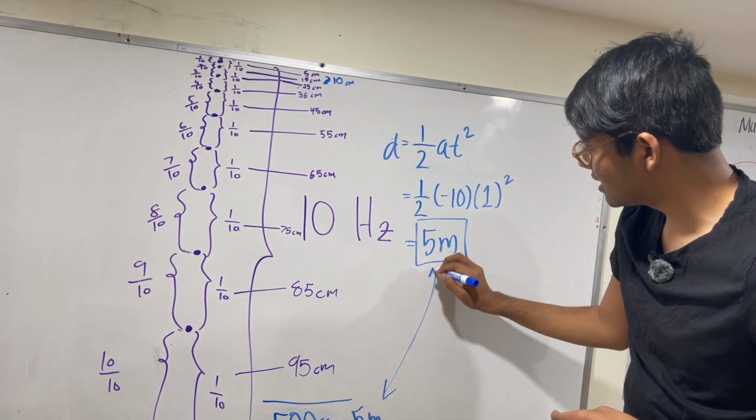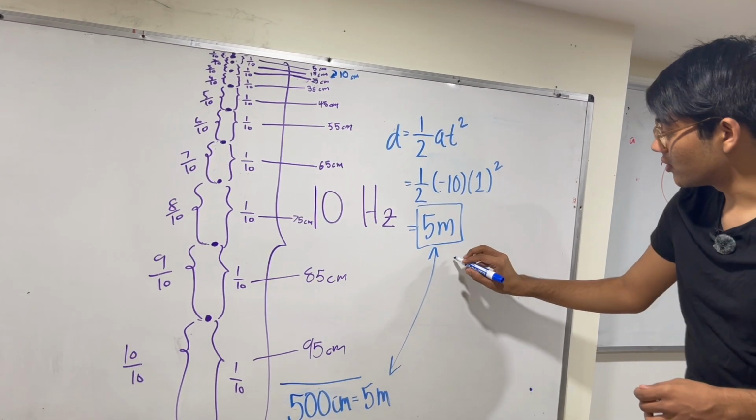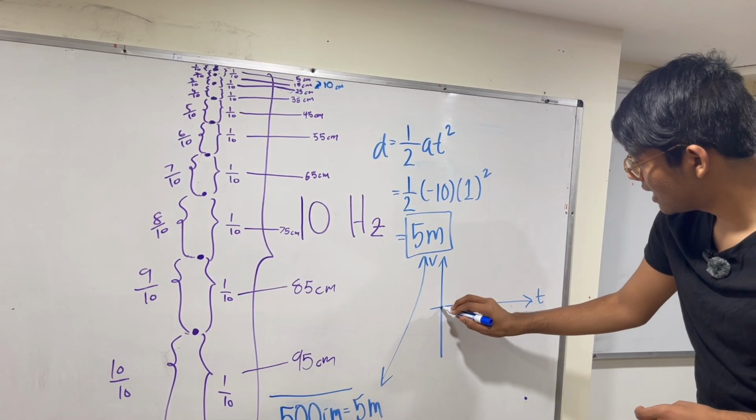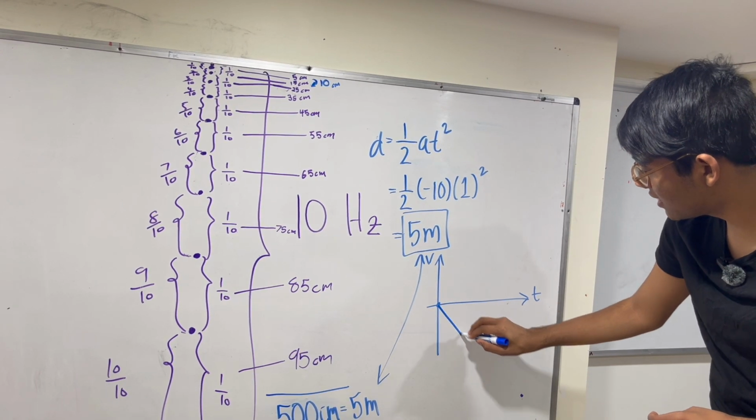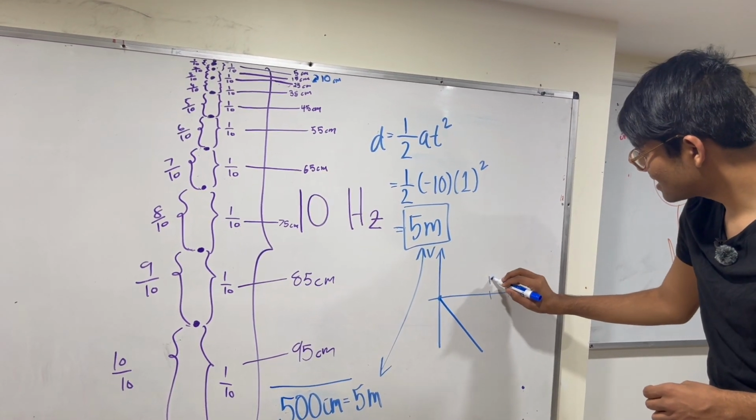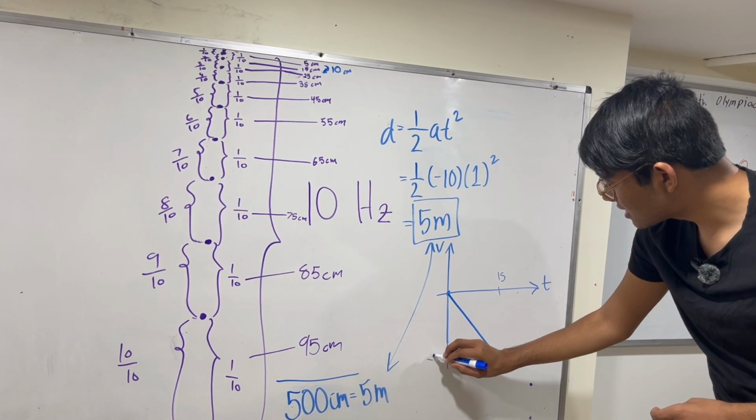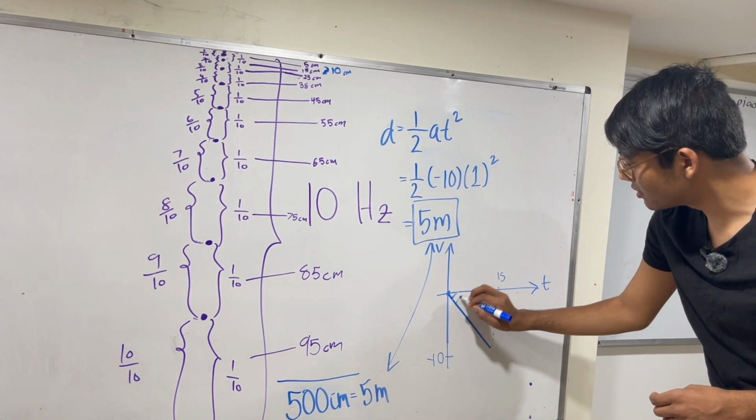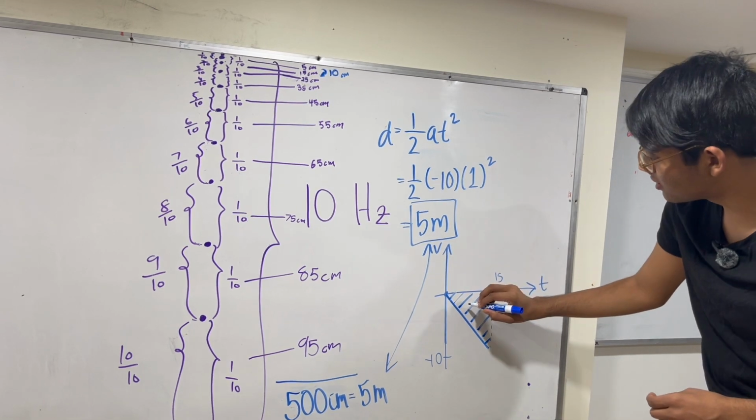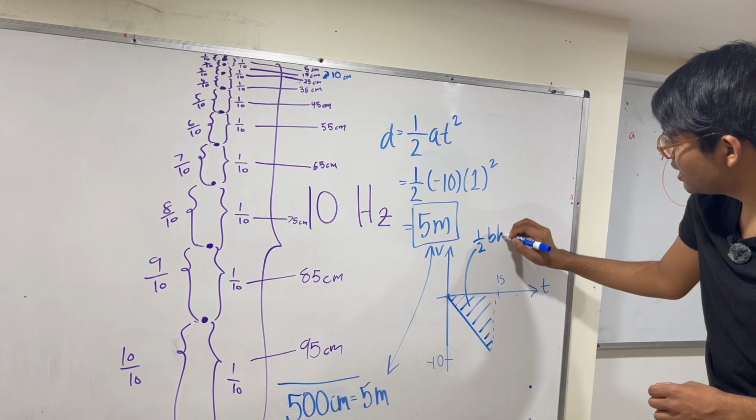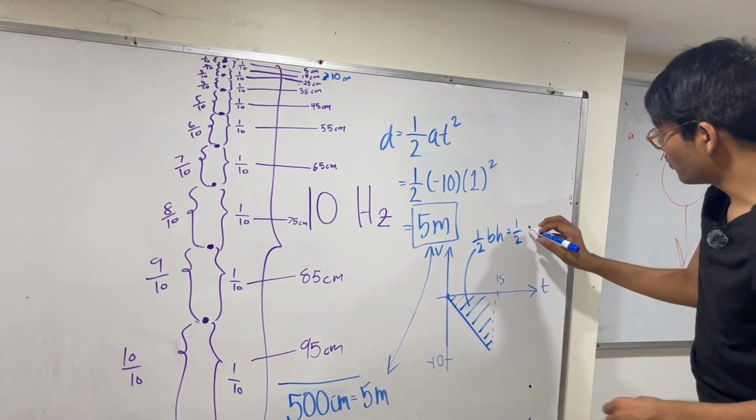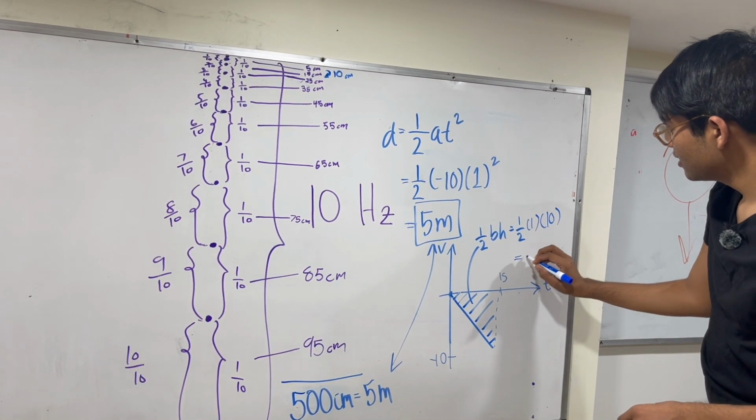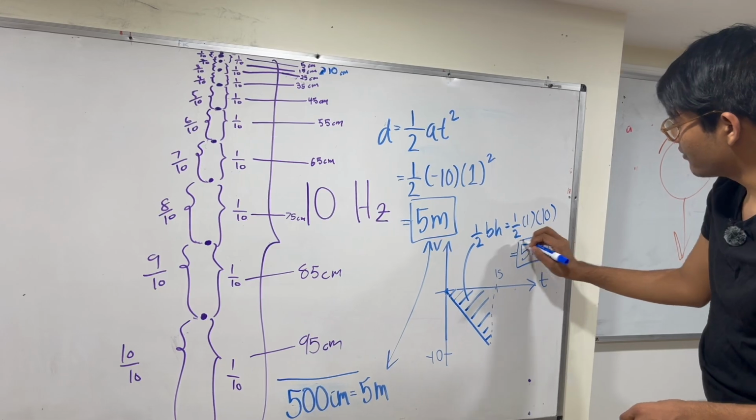Now, let's verify this answer by drawing a v-t graph. So, here is my v-t graph, t on the x-axis, v on the y-axis, and we start with initial velocity of 0 and let the ball fall for 1 second, and the final velocity is minus 10 meters per second. Now the area under this graph should be exactly 5 meters. So is this area 5 meters? Well, let's see. This area is 1/2 b h, where b, the base, is 1 second and the height is 10. So half times 1 times 10 once again gives us our final answer of 5 meters.